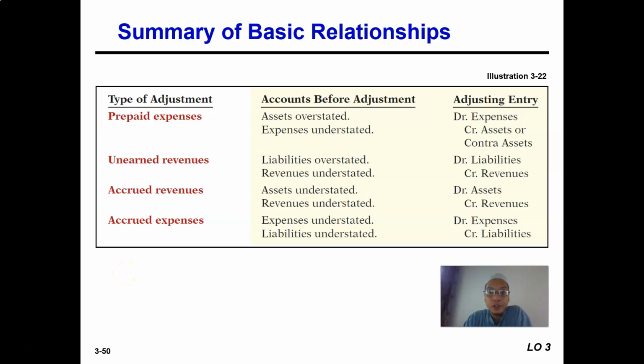As a summary from the previous two videos, we can see that there are in total 4 types of adjustments, 2 for accruals and 2 for deferrals. So the first one is prepaid expenses. Before any adjustment has been done on prepaid expenses, assets will be overstated and expenses will be understated. And in order to do the adjustment, we need to debit the expense and credit the asset or contra asset.